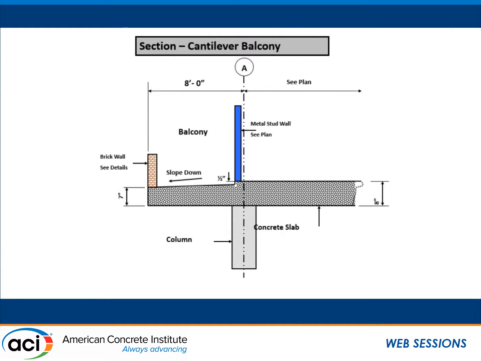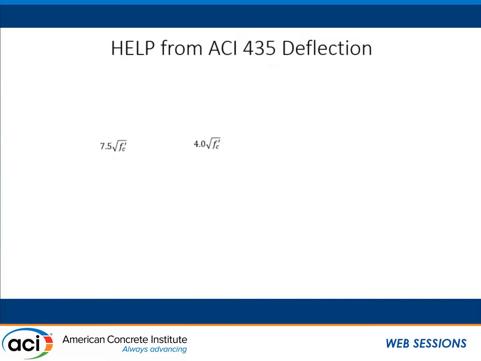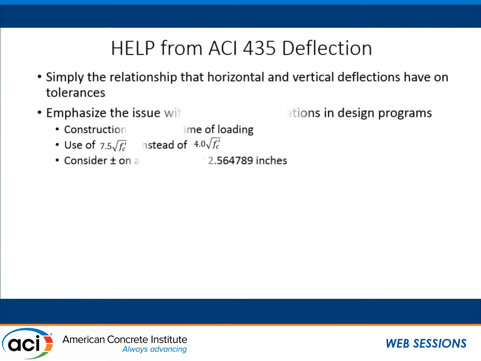We also have the cantilever one, where we've got the issue with the backspan, and when that deflects, it comes back in. It'd be nice if we could get some help, because I've seen a lot of contractors do a lot of patching, run around in circles on balconies, but that doesn't work. So the last slide, what kind of help can we get from 435?